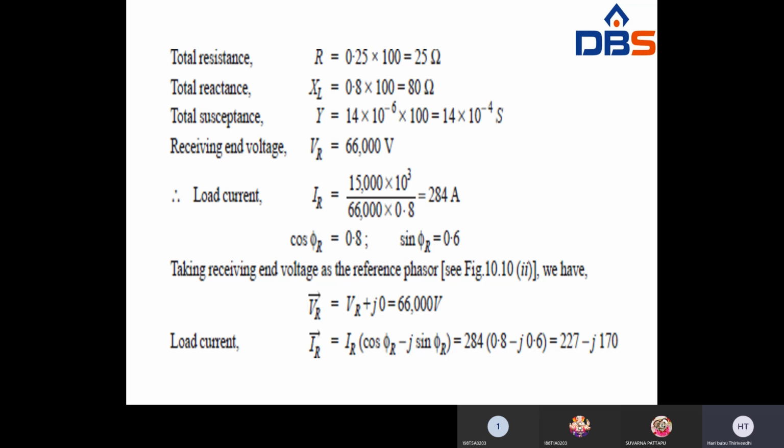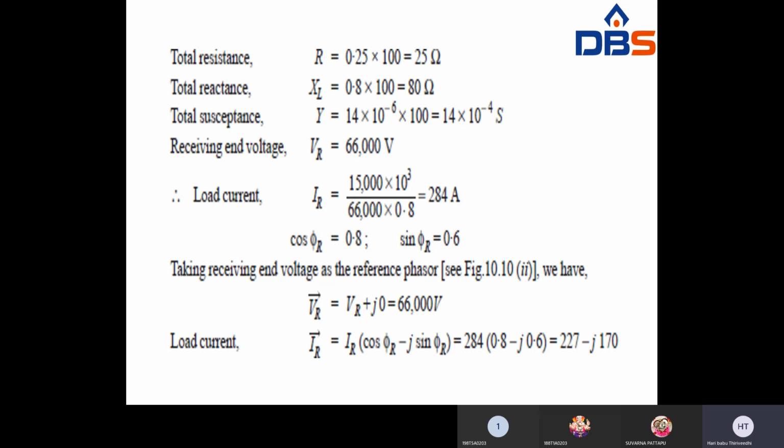Therefore load current IR is equal to, we know the power, the given power P is equal to root 3 V I cos phi for 3 phase. For single phase P is equal to V I cos phi. So from that I is equal to P by V cos phi. IR is equal to 15,000 into 10 cube by VR, that is 66,000 into cos phi 0.8. So from that we are getting the load current equal to 284 amperes.